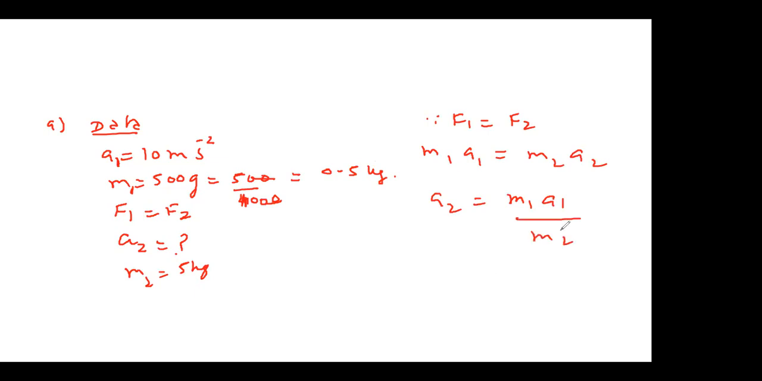Any doubt in this equation? F1 equals F2, M1 A1 is M2 A2, therefore A2 is M1 A1 upon M2. M1 is 0.5, A1 is 10 and M2 is 5. 0.5 into 10 is 5, upon 5. So this is 1 meter per second square.